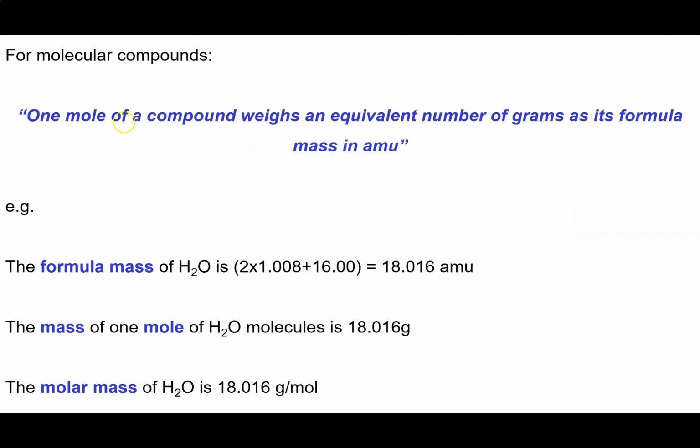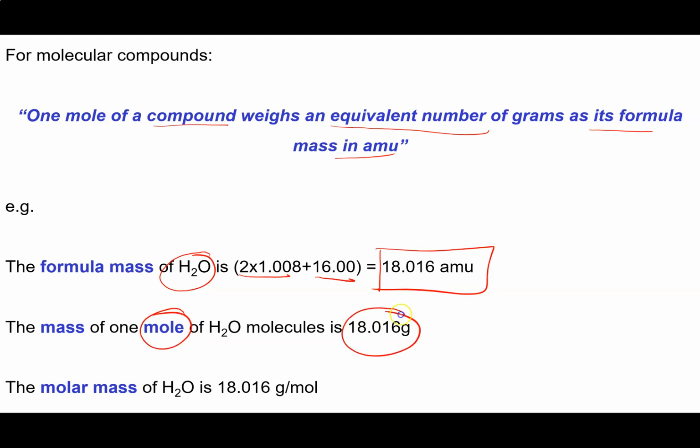If we have a compound, then 1 mole of the compound weighs an equivalent number of grams as its formula mass in AMU. If I calculate the formula mass of a single molecule of H2O, I would add together the masses of 2 hydrogen atoms and 1 oxygen atom, getting those masses from the periodic table, and that would tell me that a single molecule of H2O has a mass of 18.016 AMU. It also tells me that a mole of water molecules would have a mass of 18.016 grams. Or more commonly, we'll say the molar mass of water is 18.016 grams per mole.